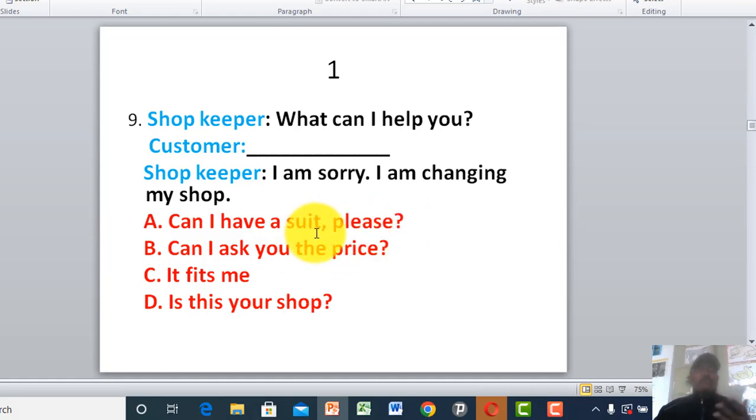Can I have a sweet, please? I'm looking for a sweet. I'm sorry, I'm changing my shop. Alright. Can I ask you the price? First, where does he get the jacket?